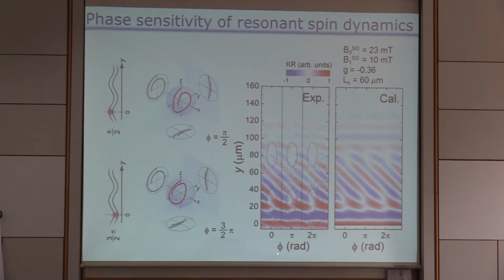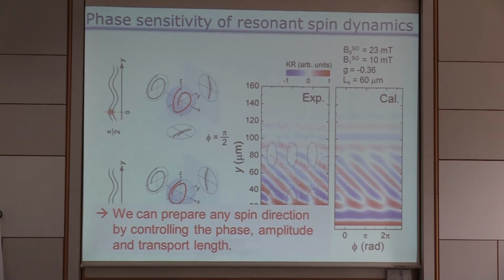However, in this other condition, the period of the oscillation is always the same. This means it's like normal spin precession, so the rapid rotation occurs inefficiently. Okay, so from all of these experiments, we can say that we can prepare any spin direction by controlling the phase, amplitude, and the transport length.